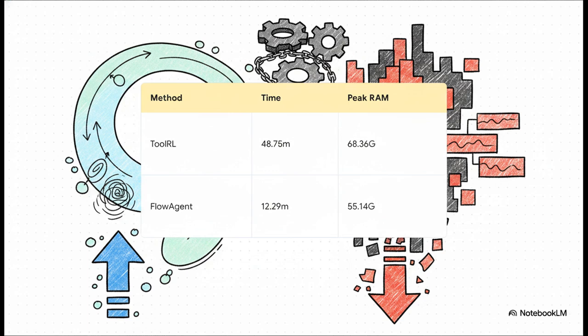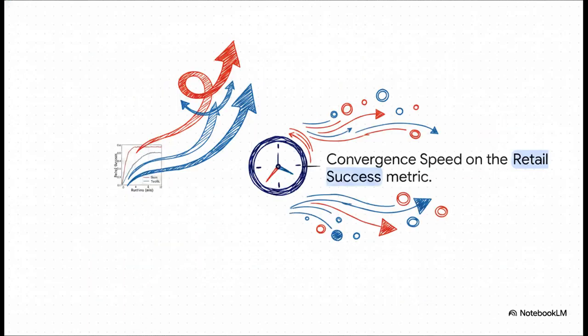By using direct regression on the latent trajectory via continuous flow matching, it saves time, it saves memory, and it performs significantly better. And when you look at convergence speed, specifically on the retail success metric, which is the absolute toughest database-backed domain in their benchmark, the results are striking. FlowAgent rapidly converges within just 4 minutes and stabilizes at a significantly higher success rate. ToolRL, on the other hand, drags on past 8 minutes and still levels off with a much lower final performance.